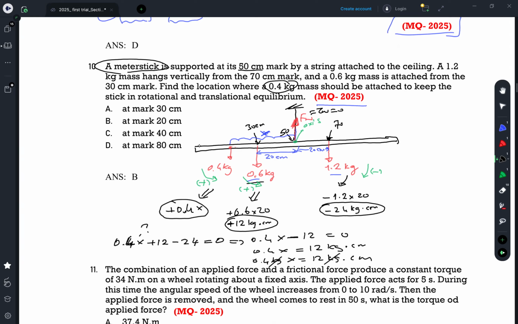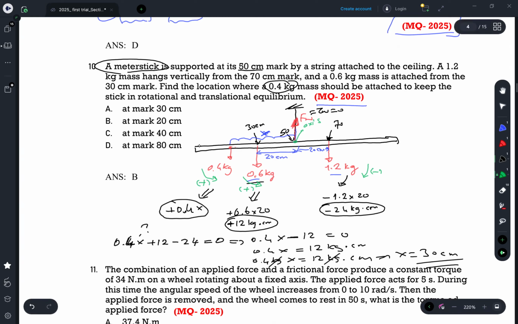If I divide 12 by 0.4, the result is going to be 30. So distance x is going to be 30 centimeters. Then I'm going to check. From 50, if I go to the left by 30 centimeters, the point is going to be 50 minus 30, so 20 centimeters. So we have to suspend this mass from 20 centimeters.